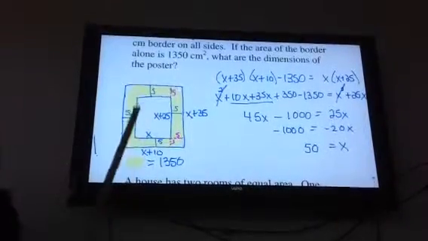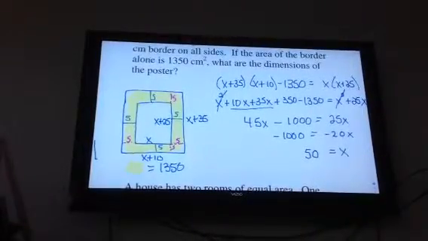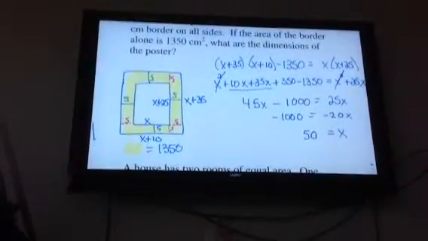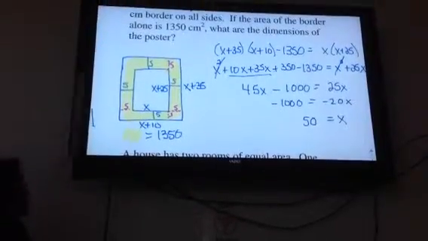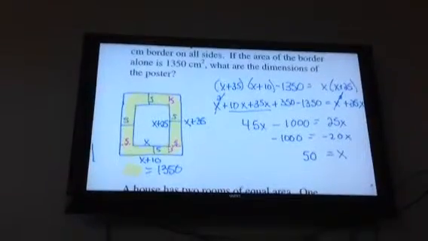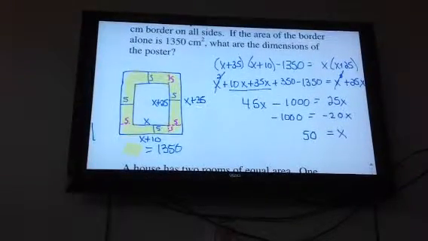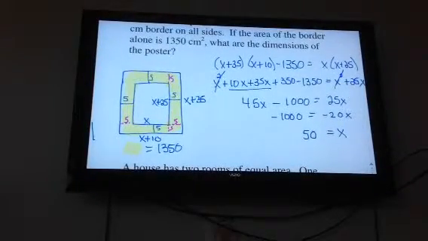X represents, yes, sir? On the first part of the FOIL there, x times x, is that 2x or x squared? x squared. Right. x plus x is my 2x. x times x is x squared. If you get a question and you still have x squareds left that don't cancel, definitely something's wrong. So it should always cancel out for us. Okay?